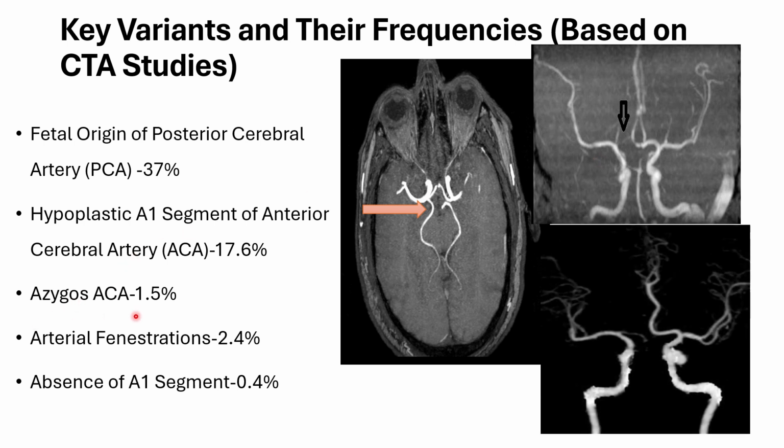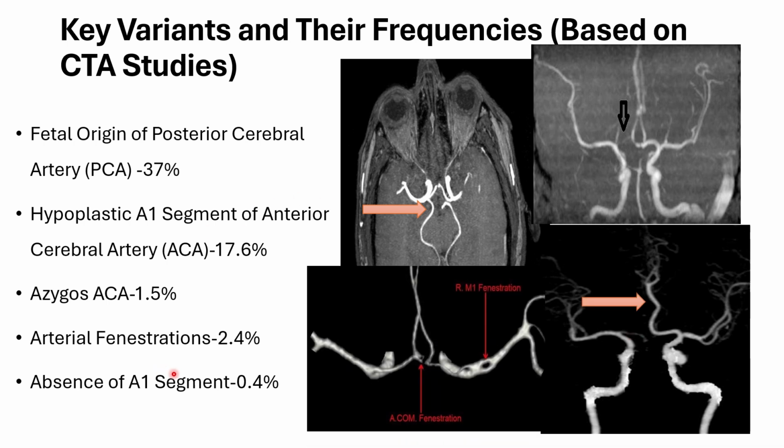Now, azygous ACA is 1.5%. In this image we can see an azygous ACA, that is a single ACA supplying both hemispheres, and a hypoplastic A1 segment. This is the azygous ACA. Arterial fenestration is 2.4%. This image shows ACOM fenestration as well as M1 segment of MCA fenestration.